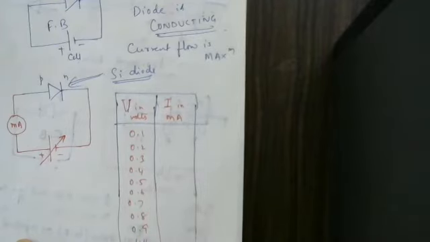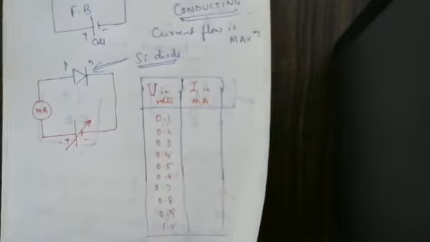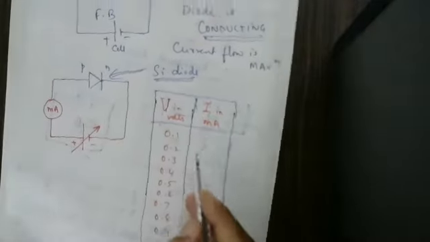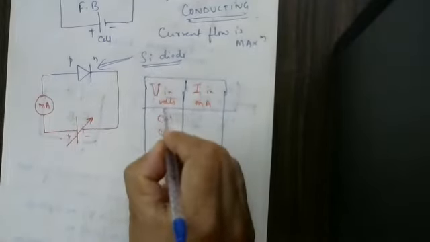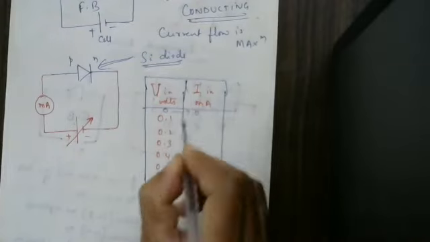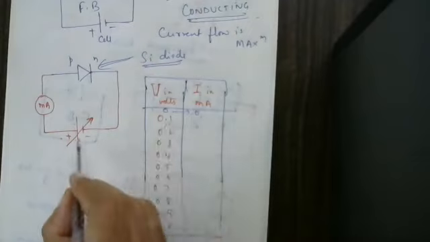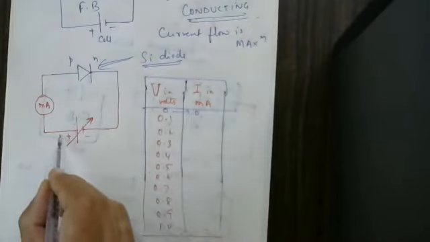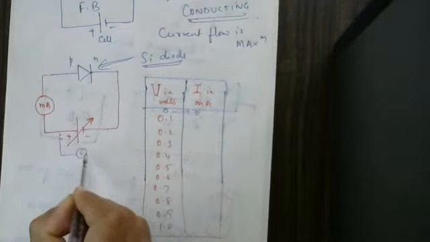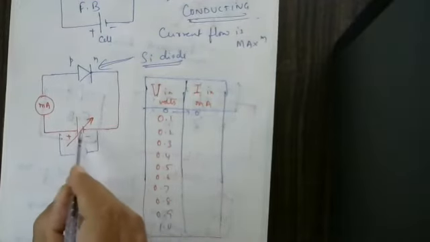For all these values we are supposed to measure the current and write it here. For example, at 0 volts, the current is 0. Increase the voltage to 0.1, and it will show 0.1 here. Of course, if you want, you can connect a voltmeter here. Otherwise, it will show here only.